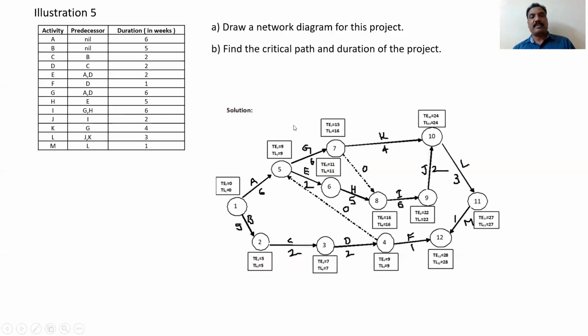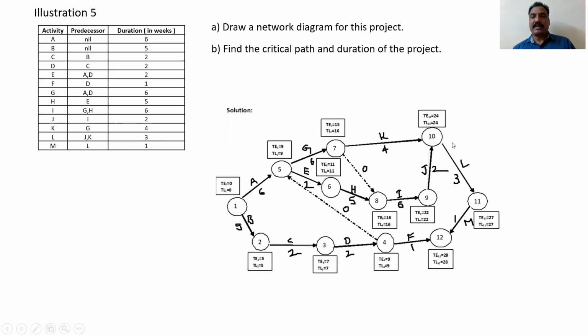And H is preceded by E. I is preceded by G and H, because here I have taken one dummy activity. J is preceded by I. And K is preceded by G. L is preceded by J and K. And M is preceded by L.